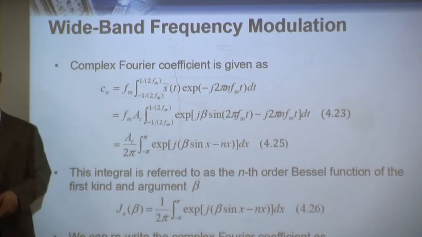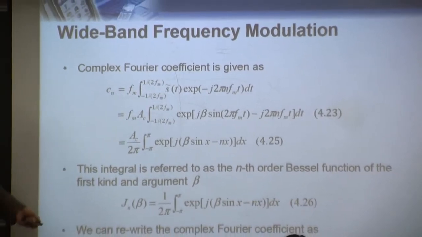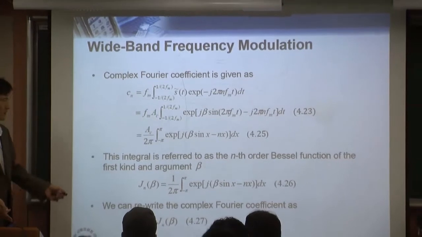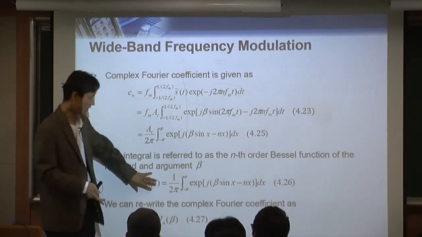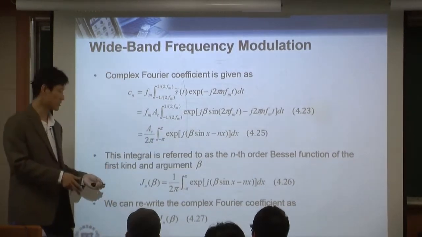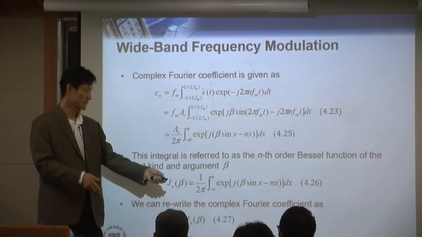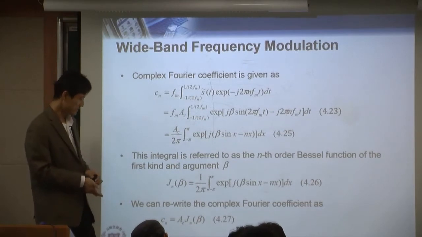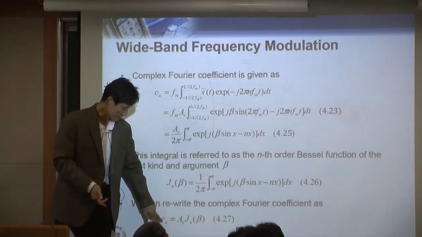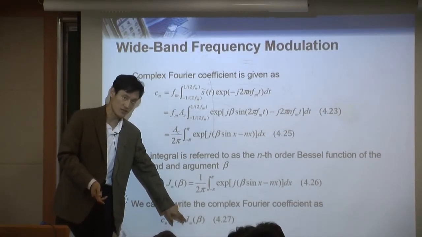Eventually, our Fourier coefficient Cn is simply a Bessel function. Have you heard of the Bessel function? Yeah, so this is a Bessel function, of nth order and the first kind. The Bessel function is defined this way. This is the original definition of a Bessel function, but we don't care at this point. What we worry about is that Cn is a Bessel function.